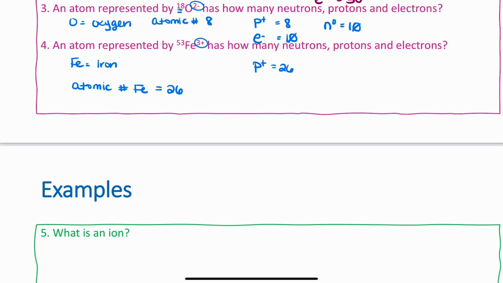So my number of electrons will be 23. And then I have a mass number here of 53. I know my mass number is equal to the number of protons plus my number of neutrons. So my number of neutrons must be 27.